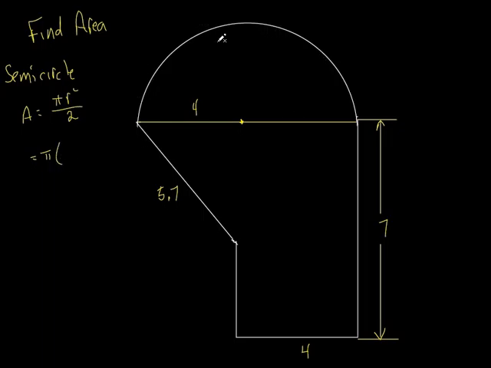Pi, what's the radius of this semicircle? They tell you right there, it's 4. All right, square it, divide it by 2. What's that? 16, right? Over 2, which is 8, so that's 8 pi. We'll just hang on to that right now. We'll stick it into a calculator at the end.